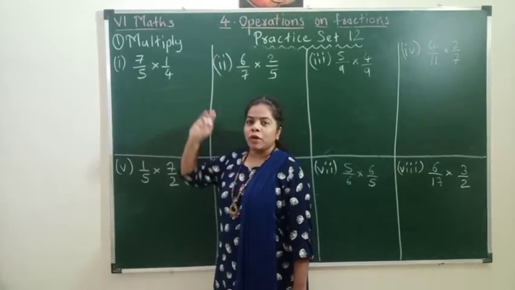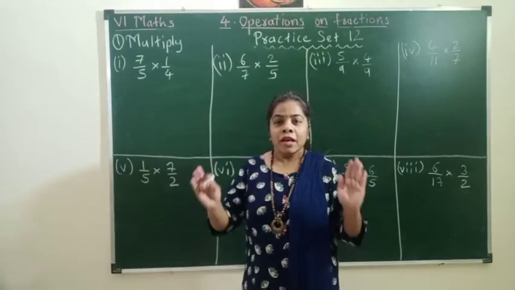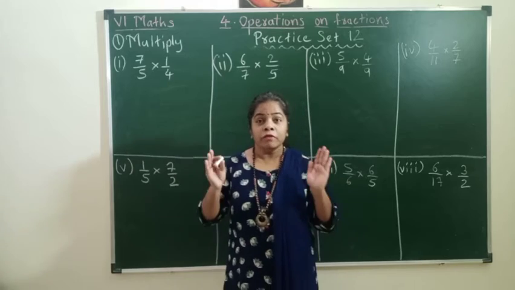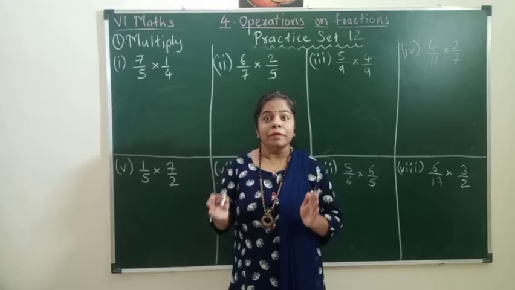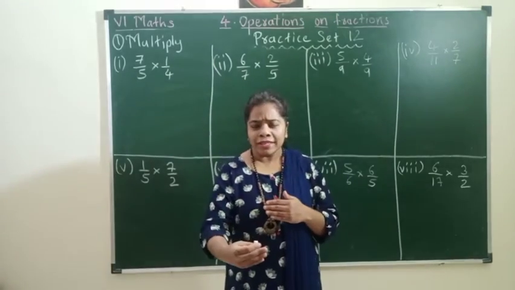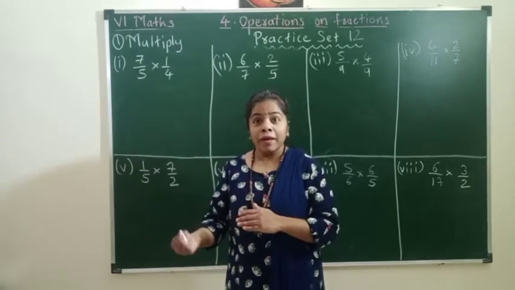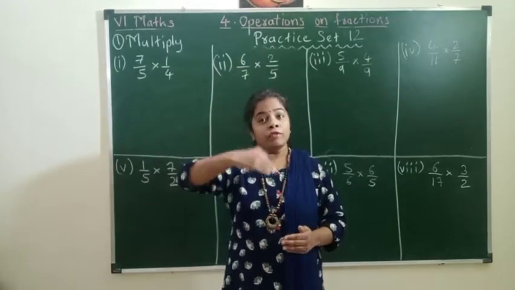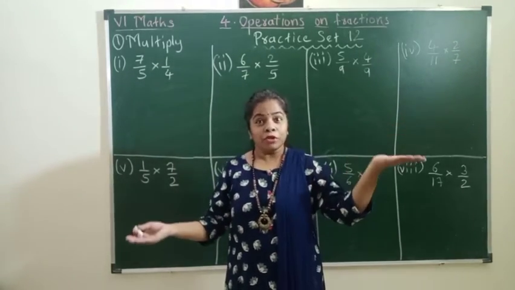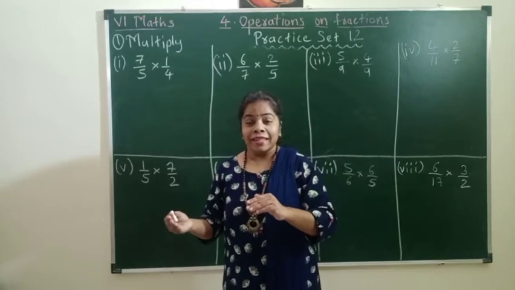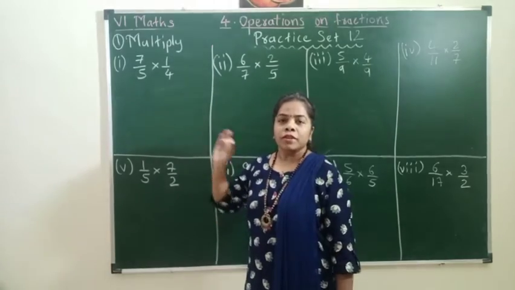7 upon 5 into 1 upon 4. Now, we are going to see in all different ways whether there are any common factors, whether the numbers are coming in any common table or not. And we always cancel one numerator and one denominator. That numerator and denominator can be of the same fraction or from two different fractions. Both ways are possible only when there is a multiplication sign. Always remember this, children.